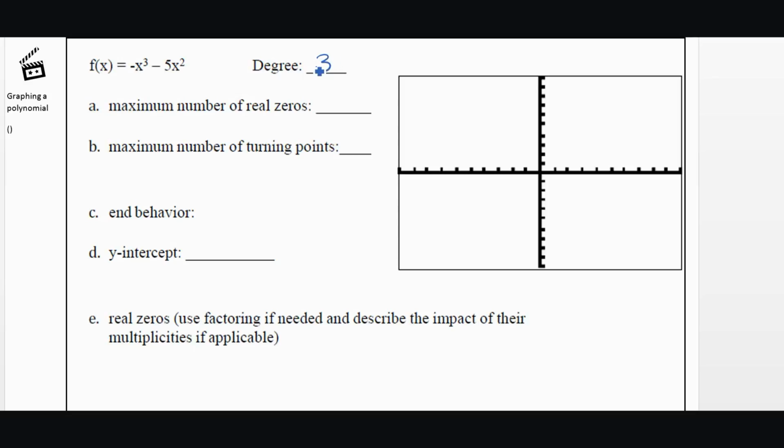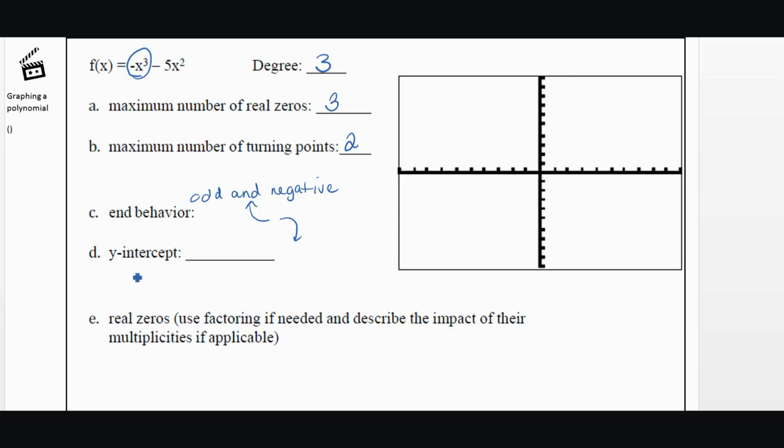So from the last video, we know that that means at most it's going to have 3 real zeros and 2 turning points. Okay, now the end behavior, remember the leading term test, we look at this, and it's odd and negative. Okay, so that means it's going to look like this.